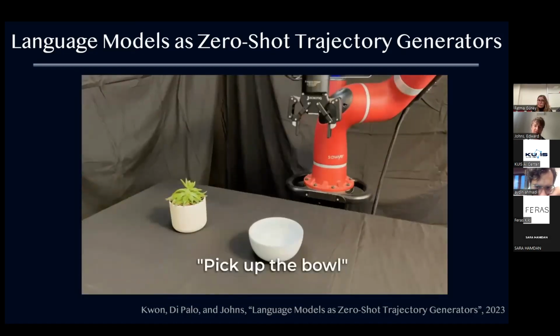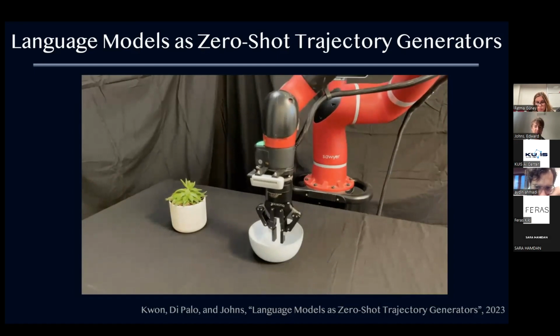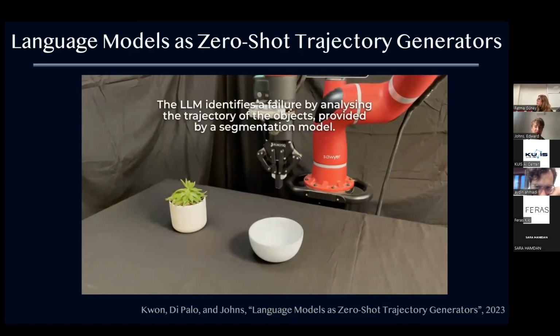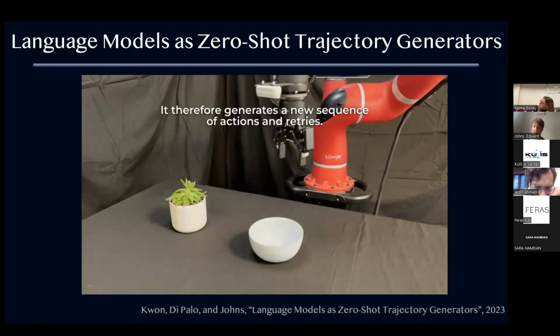So let's look at that video again. The robot task is pick up the bowl. The robot sees the bowl with a segmentation mask, and it realizes that it's failed to pick it up. So it then has another go. It tries to pick up the bowl along the side.